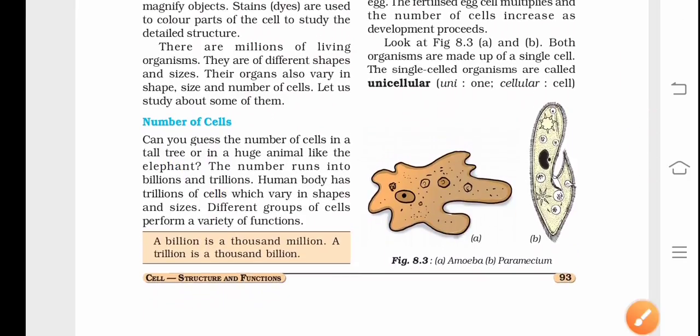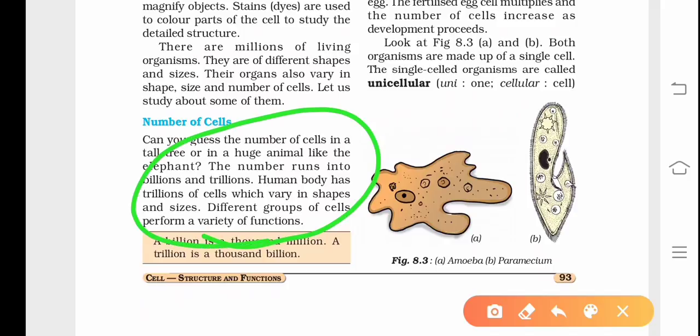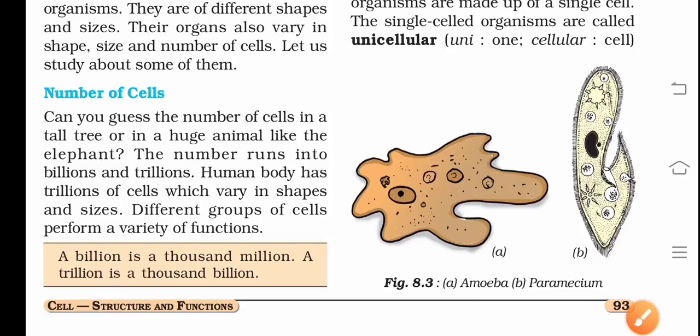If we talk about the number of cells, in a huge animal like the elephant or in a smaller animal like a rat, the number of cells is different. The number runs into billions and trillions in some cases. The human body has trillions of cells which vary in shape and size. Different groups of cells perform a variety of functions.